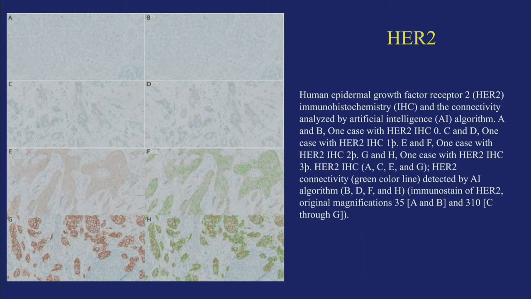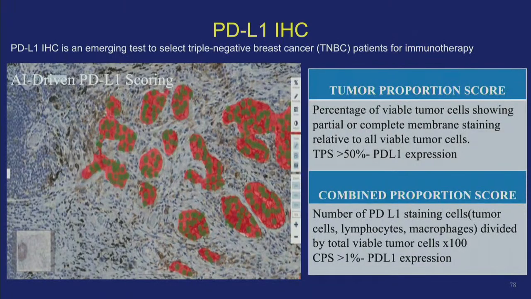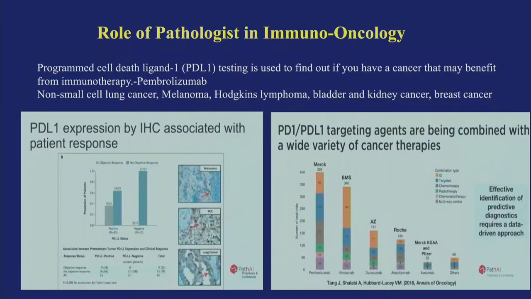So maybe in such lines, AI will be very important. And PD-L1 is currently, just to show that we have to count the tumor cells and we have to count the non-tumor cells, and we give a tumor proportion score and a combined proportion score, which is very, very difficult for a non-experienced pathologist. So AI is playing a very pivotal role.